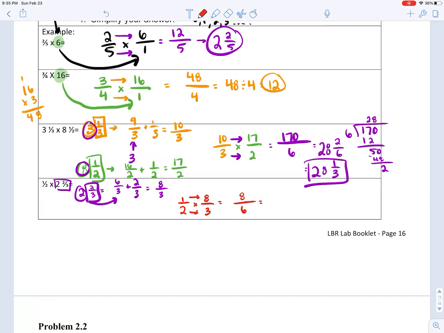I need to change this into a mixed number. 6 goes into 8 one time. How many are left over? There's 2 of them. 2/6 is not simplified, so I'm not going to write 1 2/6. I'm going to write 1 1/3.